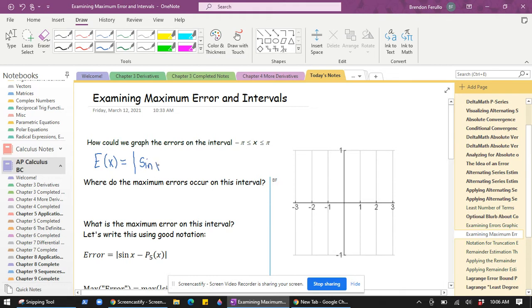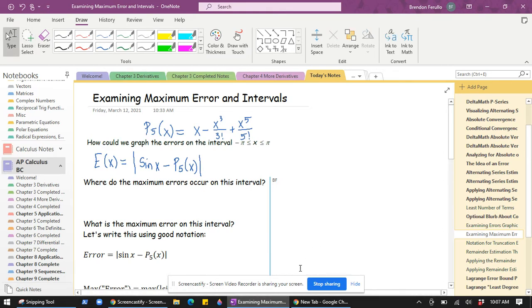So I'm going to put sine of x minus, and I'm going to subtract the fifth degree Taylor polynomial. And again, just a reminder, all that is, right, it's x minus x cubed over 3 factorial plus x to the fifth over 5 factorial. So this graph here is going to give us what the errors are. And so let's take a look at what that is, and then I'll replace this blank graph here. I'm going to delete it and replace it with a screenshot.